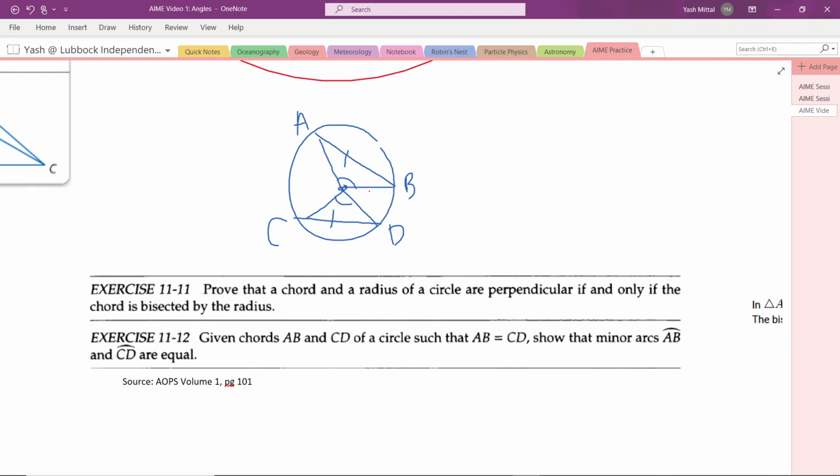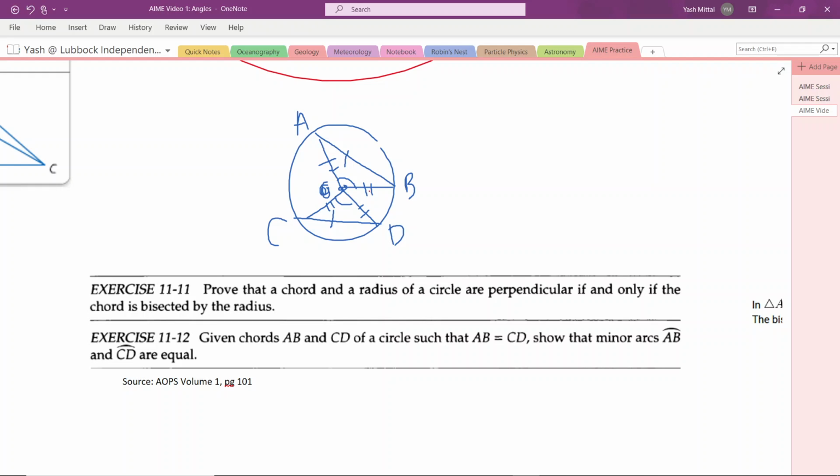Well, we know that the center to A and center to B are equal since they're the radiuses. And these two are also the same radiuses, since they go from the center to the circle. So all four of these sides are equal to each other. Let's call the center O. So we have AO.